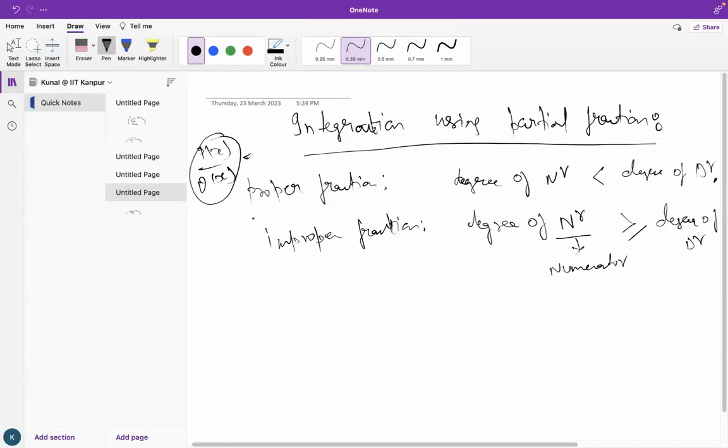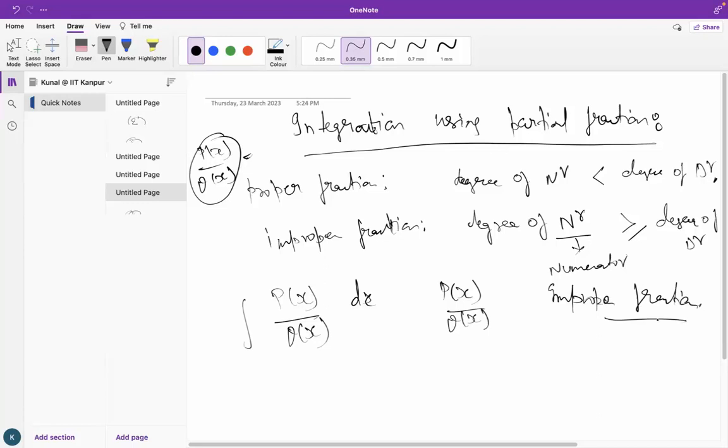Let's look at both cases. If an improper fraction is given, like p(x) by q(x) is our given function and we have to integrate it, and it is an improper fraction, that means the degree of numerator is greater than or equal to the degree of denominator. So what is the approach to solve this problem? We just divide numerator by denominator. Like if there is a term like (x^5 + 4) divided by x, dx. This is an improper fraction because the degree of the numerator is 5 and the degree of the denominator is 1. So what do we have to do? We just divide numerator by denominator.